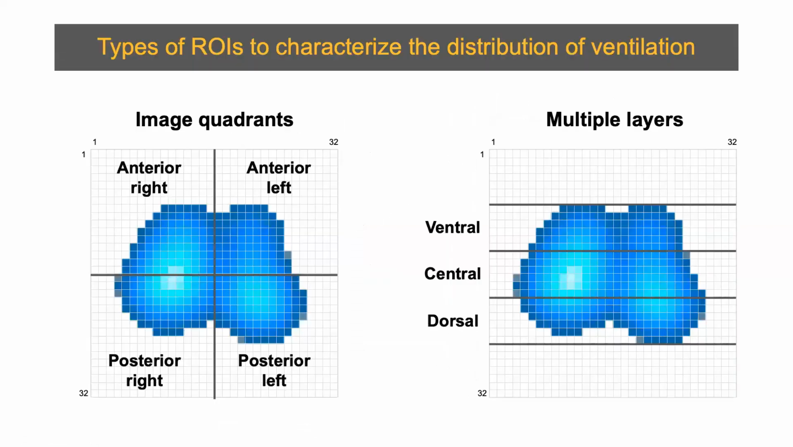Different types of regions of interest are used to characterize the ventilation distribution. The most common method is splitting the lung into quadrants: anterior right, anterior left, posterior right, and posterior left. We can also divide into just anterior, posterior, right, and left, or divide the lung into multiple ventral to dorsal layers if we are interested in more detailed gravitational physiology.